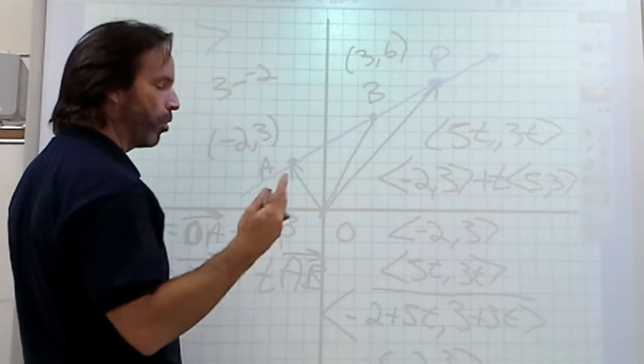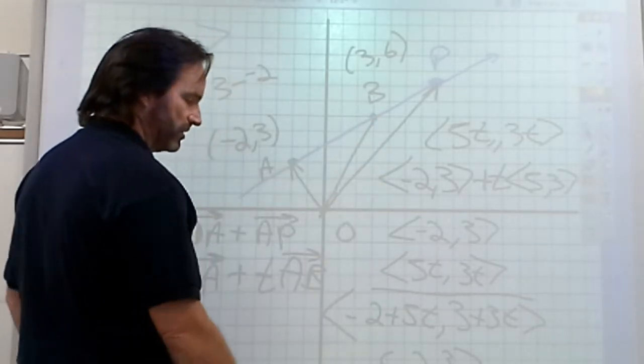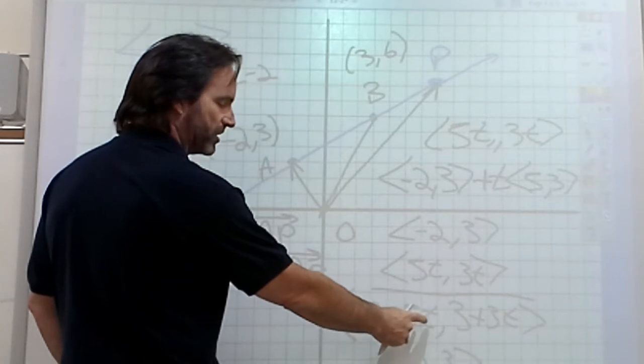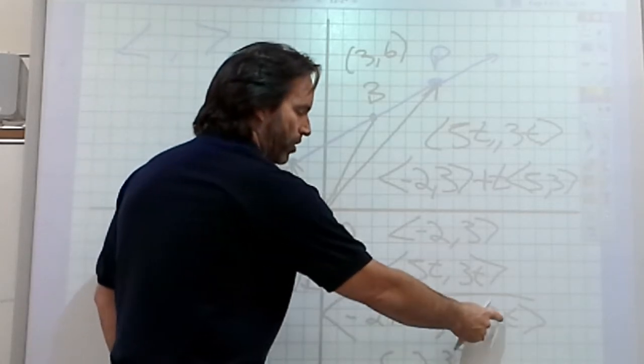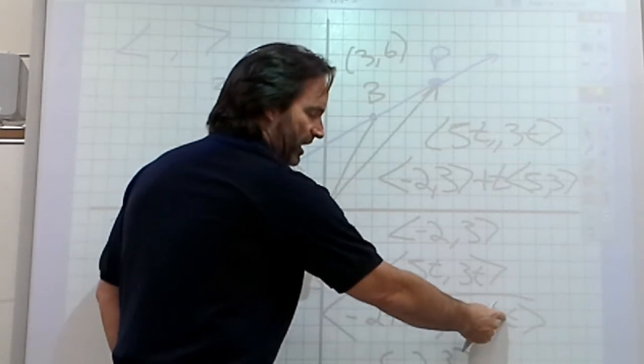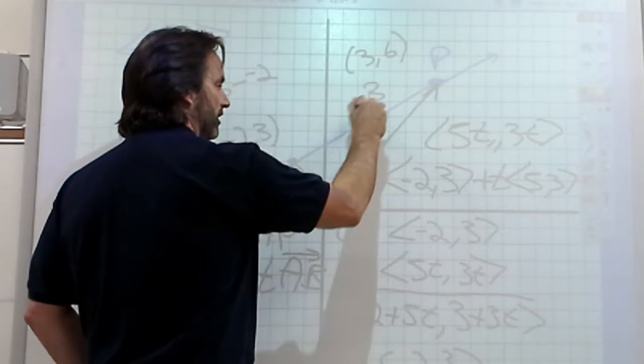All right, so let's plug in 1 here. We should get that point 3, 6. Okay? So if I plug in 1, 5 times 1 is 5, minus 2 is 3. I plug in 1 here, 3 plus 3 times 1, 3 plus 3 is 6. So that's your 3, 6. Okay?